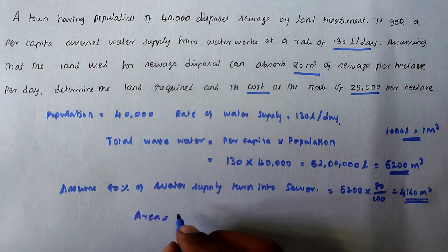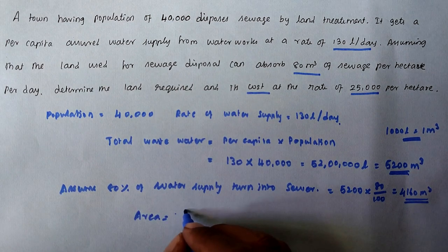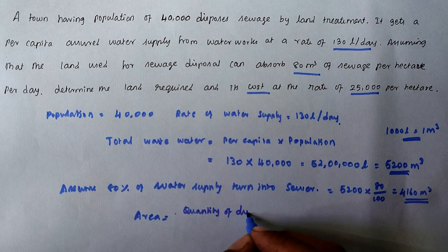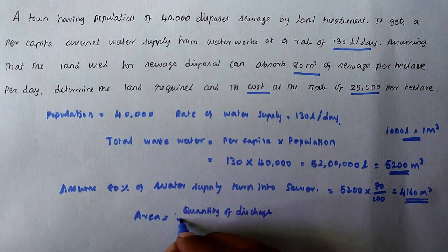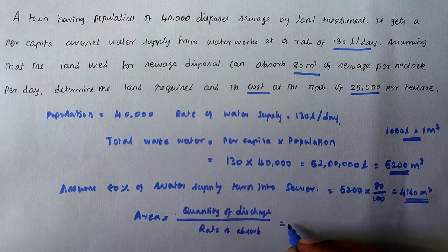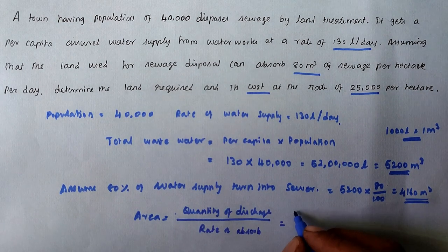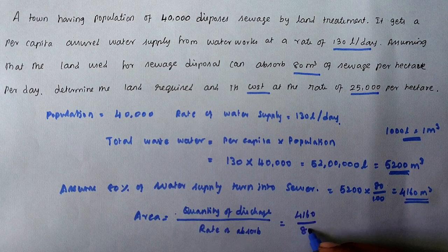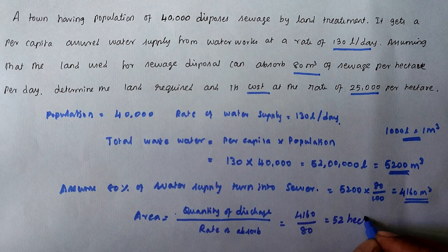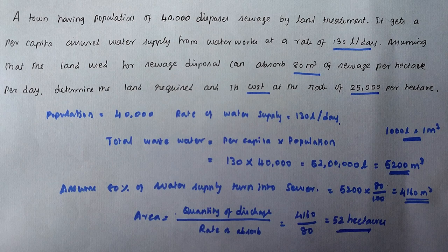Now the required area is equal to, so we know the formula, quantity of discharge divided by rate of absorption. So 4160 divided by the rate of absorption, which is 80, we got the value of 52 hectares. So in total, 52 hectares we have to use for the area.